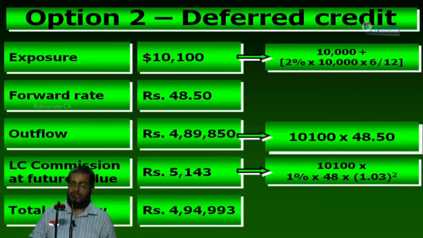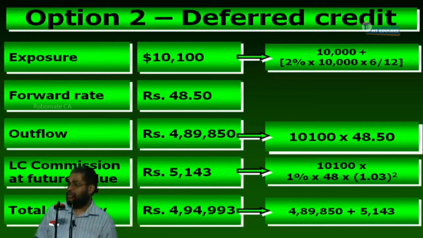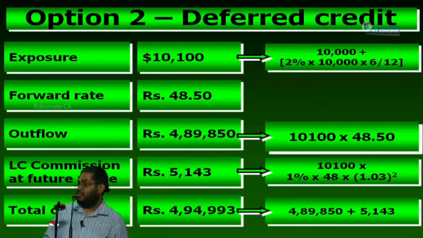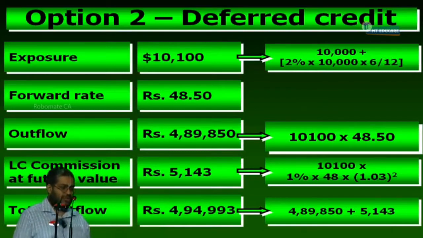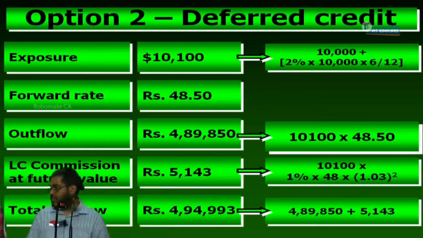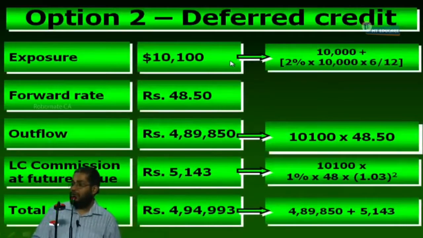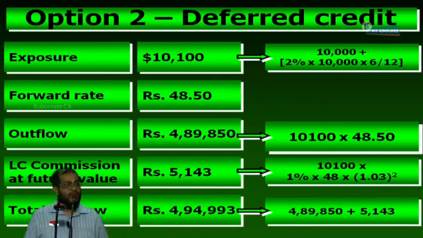$10,100 into 1% into 48 into 1.03 power 2. Total outflow: 4,94,993. Everybody following or not?